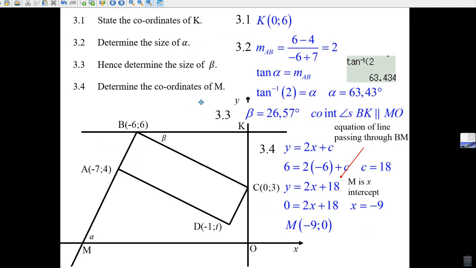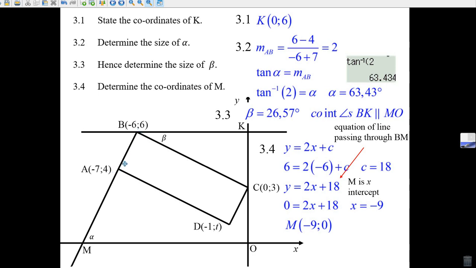The first question is, state the coordinates of K. Well, there's K. It's at the same level as here, and the x-coordinate is 0. So it's (0; t). That wasn't too hard. What's the size of alpha? Well, I don't know, but I can get the gradient here.